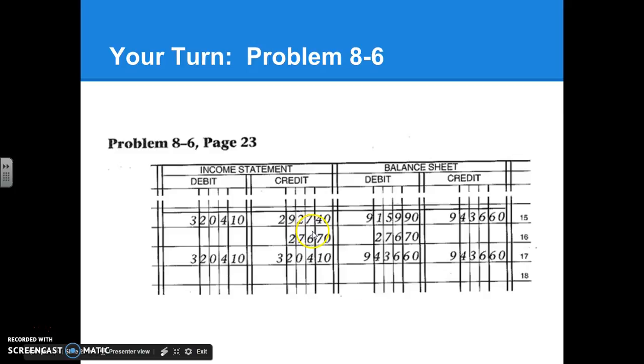All right, problem 8.6, we have a net loss. Therefore, our revenues are less than our expenses, indicating net loss.